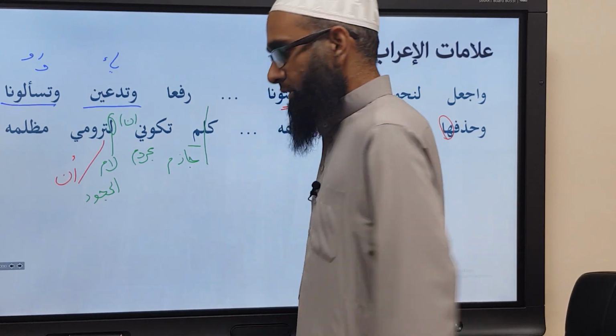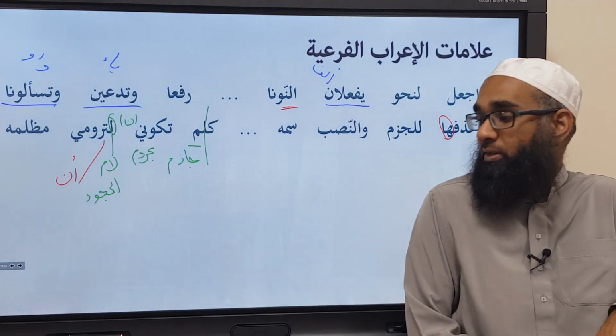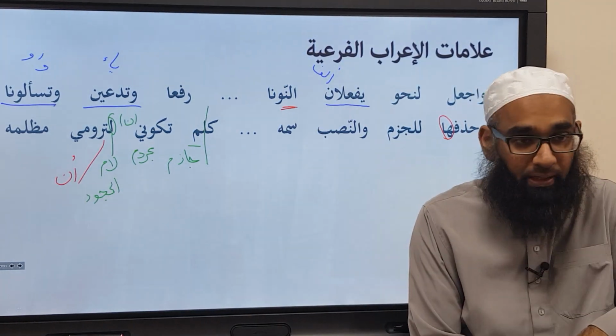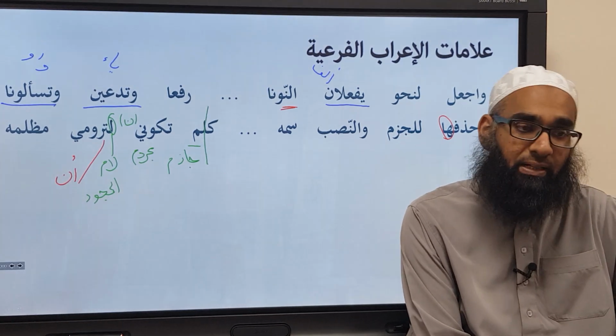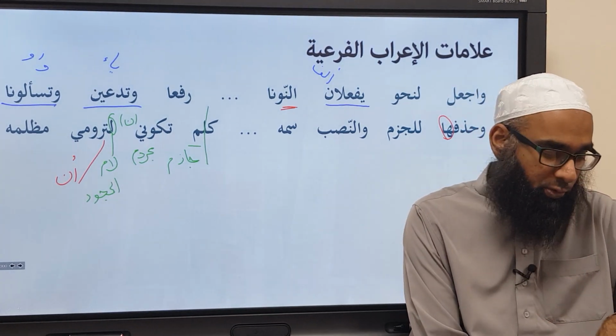Correct? So again, it's very simple. We've done this in much detail in the previous book. We've done it in Qatl, we've done it in Awamil al-Birqi and Tahsib al-Awamil. Correct? So Amthilatul Khamsa is what? Thubut al-Nun and Hadhf al-Nun, nasban wa jazman.